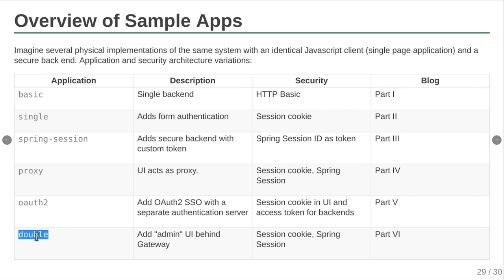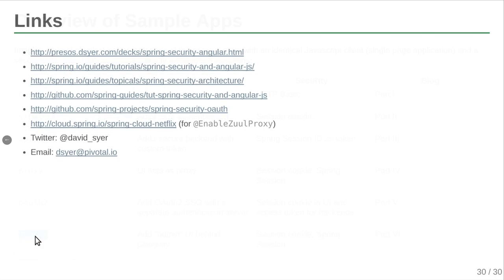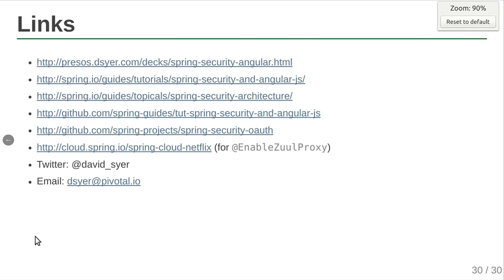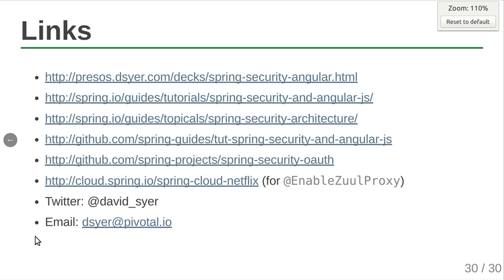And then the last thing was the double, where I had admin and user UIs hidden behind the gateway, with the same pattern, the same gateway pattern. There you go. There's a list of things to go away and read, and I think I used up my time. I'll just read these out so you know what they are.